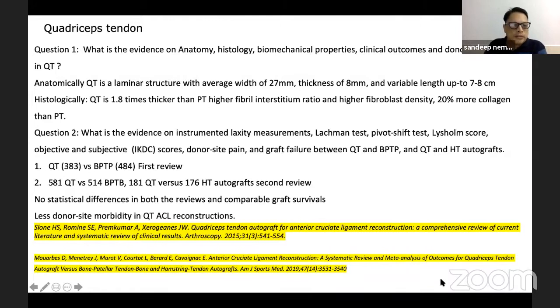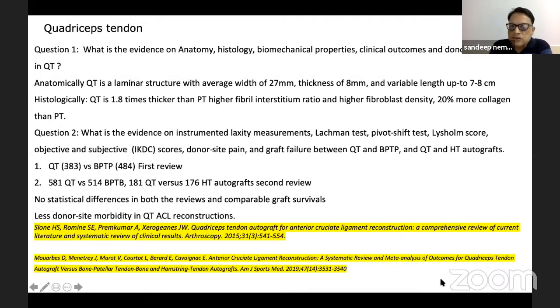So anatomically, the quadriceps tendon is a laminar structure with an average width of 27 millimeters, thickness of 8 millimeters, and variable length up to 7 to 8 centimeters. And histologically, quadriceps tendon is 1.8 times thicker than the patellar tendon. It has a higher fibril interstitium ratio and higher fibroblast density. It has 20% more collagen than the patellar tendon.